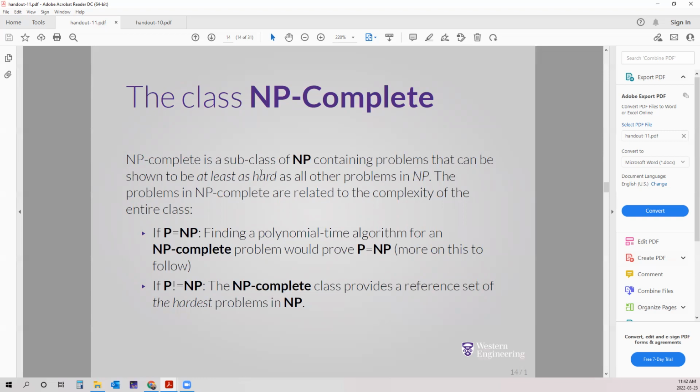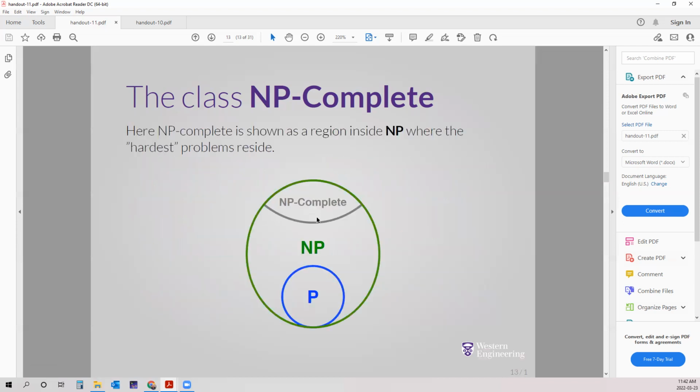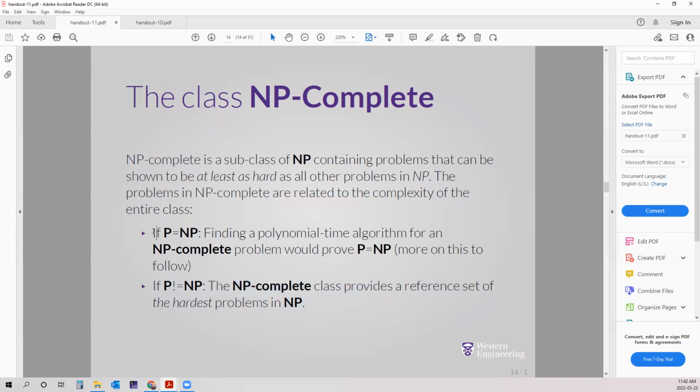If P does not equal NP, the NP complete class provides a reference set of the hardest problems in NP. Most people believe this, right? So here, the hardest problem. But if P equals NP is true, then we can find a polynomial time algorithm for NP complete problems, which to this moment, has no answer.